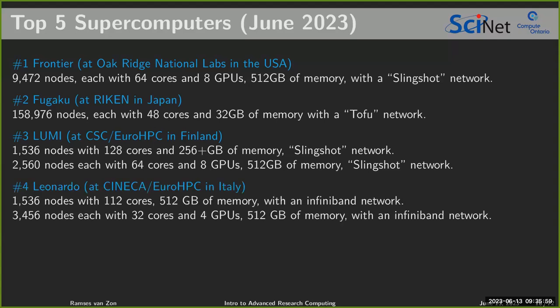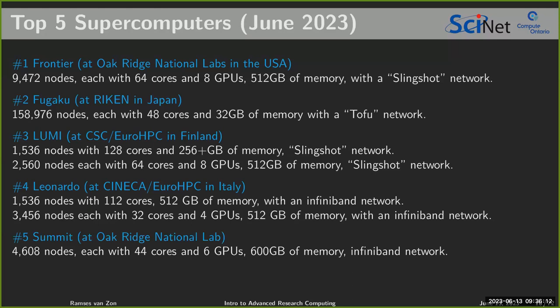Number four, again, is in Italy, and is a mix of nodes that have GPUs and do not have GPUs. The network here is a little bit different. It's an InfiniBand network, which is typically the kind we have in Canada as well. Number five, Summit. Again, a GPU-heavy node system. These are not the ones that are available to you unless you have collaborators in the US or Italy or Japan. But this is the architecture that you will find. And this goes all the way down to the less large supercomputers. But there's a link to the ranking if you want.